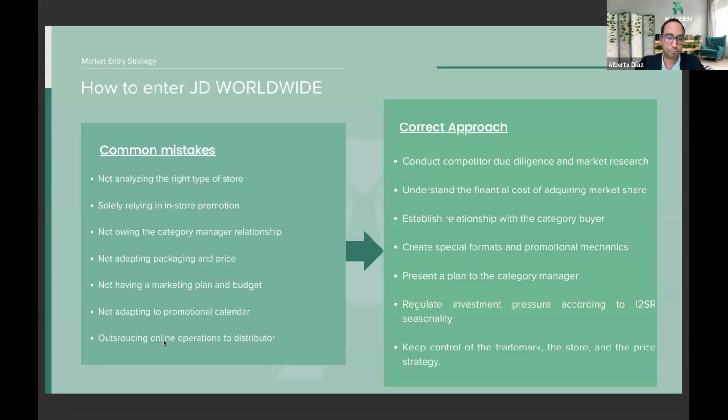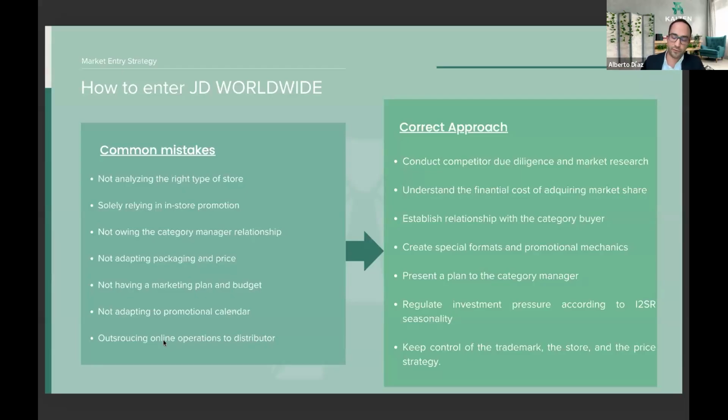And outsourcing everything to a distributor. Sometimes we have seen this: okay, we got a Chinese partner, so they do everything, and we will have one call at the end of next year. It is, of course, easier for the brands to take this approach, but it's not the ideal approach.